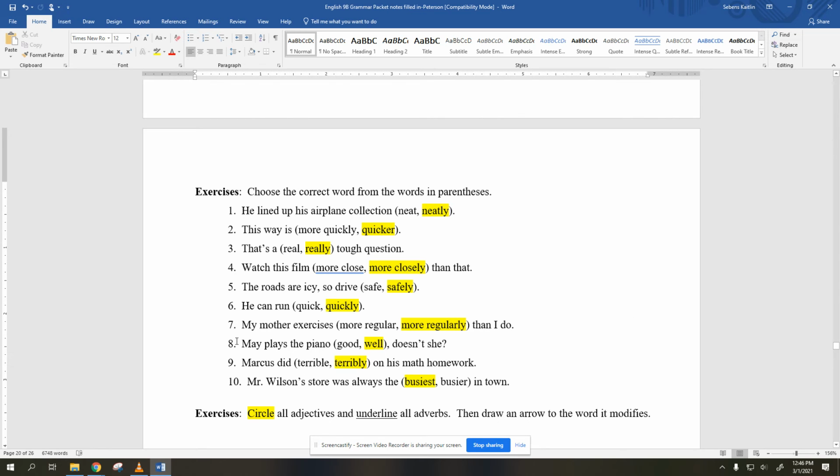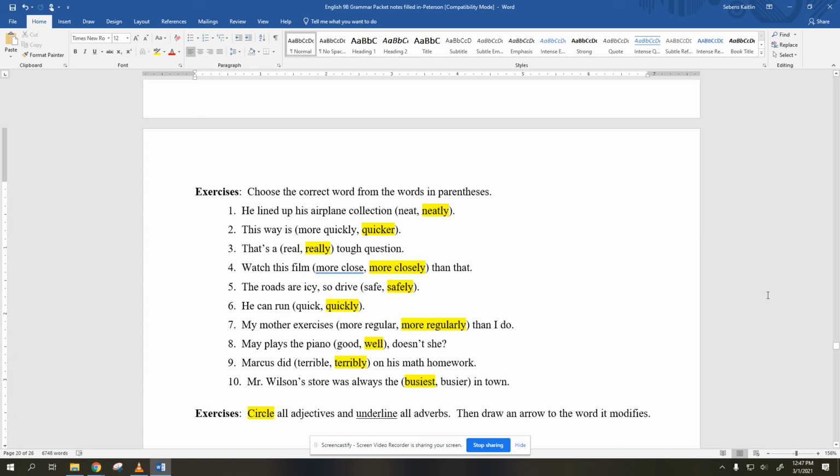Seven, my mother exercises more regularly than I do. Again, another comparative between I and my mother. Eight, May plays the piano well, doesn't she? When choosing between good and well, well is your adverb. Well is how she plays. Nine, Marcus did terribly on his math homework. And ten, Mr. Wilson's store was always the busiest in town. Out of all the stores in town, this is the superlative form. Mr. Wilson's store was the busiest.